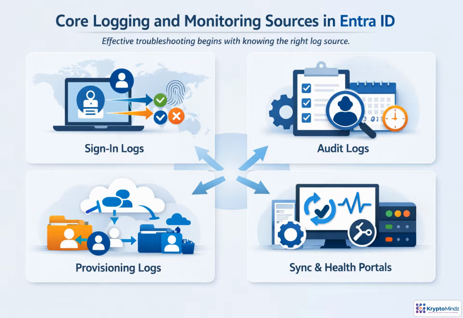Think of Entra ID troubleshooting as choosing the right lens. Sign-in logs explain access attempts: who tried to sign in, to which app, from where, with what method, and why the result happened. Audit logs explain change: who modified a policy, application, user, group, or setting, and when. Provisioning logs track lifecycle movement into apps or directories, which helps when accounts or groups are missing or mismatched. Sync and health portals focus on the plumbing: agents, connectors, synchronization errors, and service health. Start with the operational question, then choose the source built to answer it.